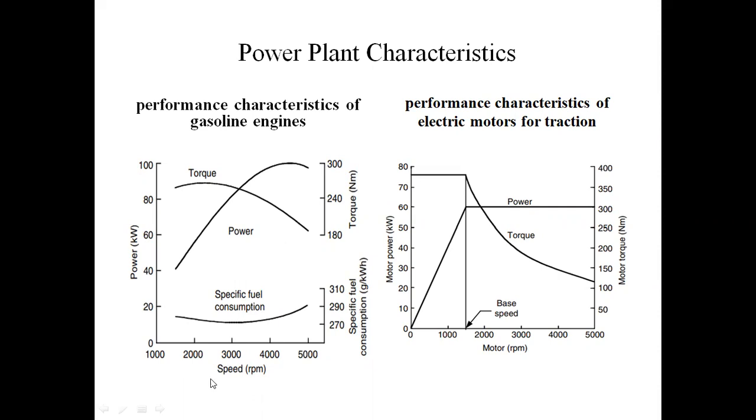Next, I will explain torque and speed. When torque is high, the speed of the engine is low. When the torque is low, the speed of the engine is high. Here, speed in RPM. This is the torque and speed characteristics. Next, the power and speed characteristics.